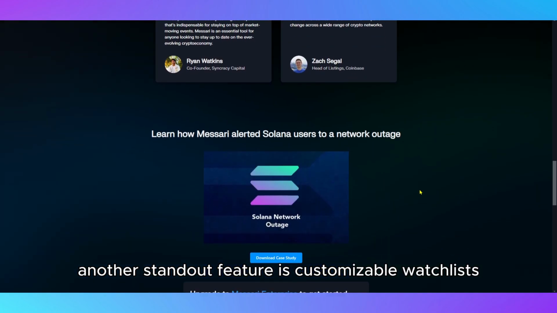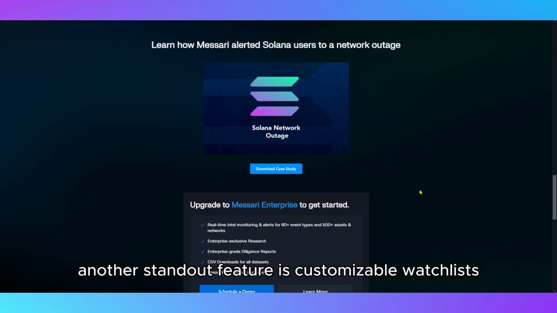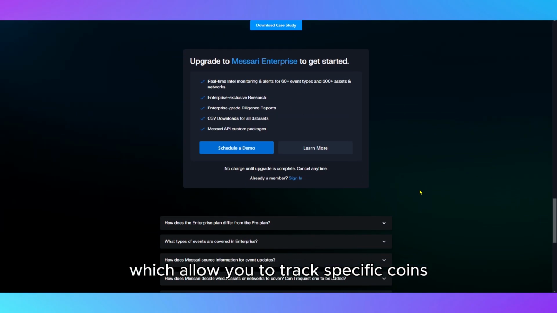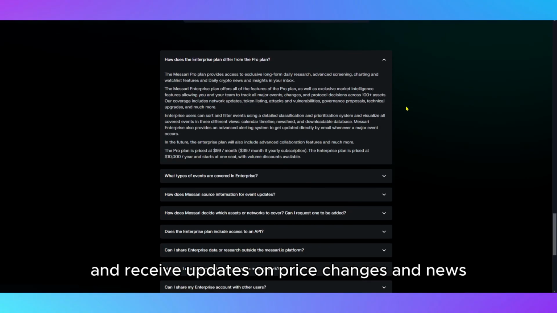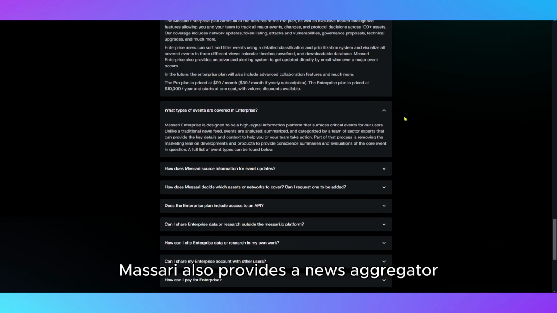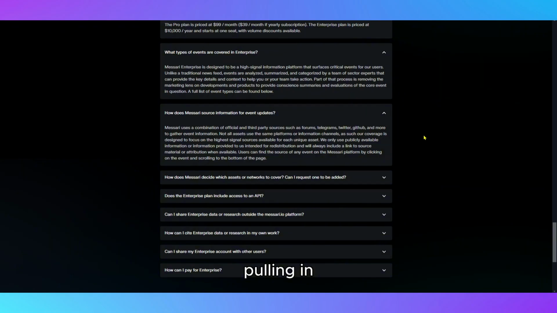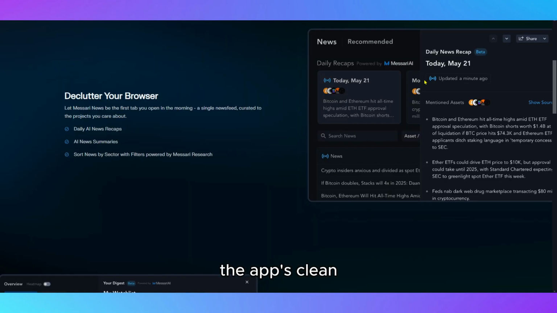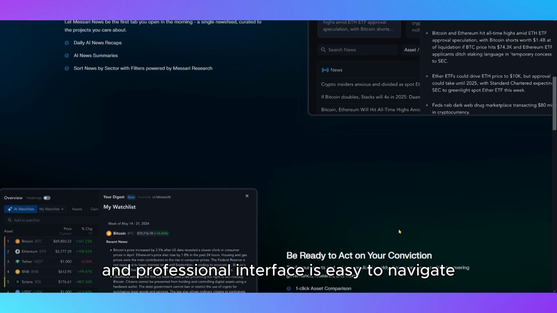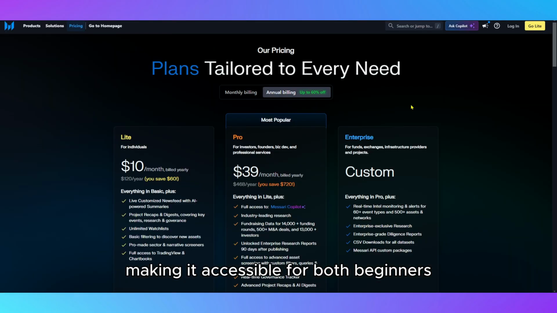Another standout feature is customizable watch lists, which allow you to track specific coins, monitor their performance, and receive updates on price changes and news. Messari also provides a news aggregator, pulling in the latest crypto-related articles from top sources. The app's clean and professional interface is easy to navigate, making it accessible for both beginners and more advanced users.